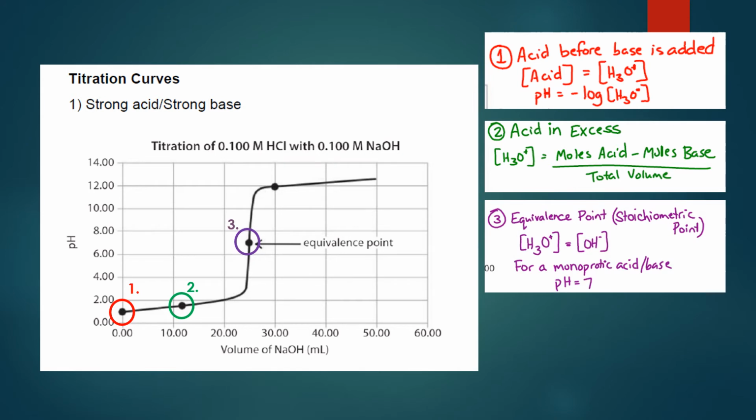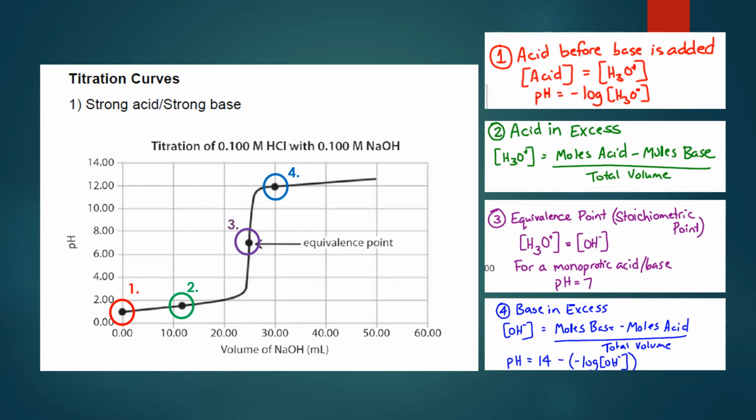The third point is a really important point. This is the equivalence point. This is where our indicator solution starts to change color. And this is where we would stop that titration if we want to figure out what the concentration of the acid was. So at the equivalence point, we have the concentration of hydronium equaling the concentration of hydroxide. And when we have a monoprotic acid and a monoprotic base, and a standard base, we have a pH of 7 here because it's in a 1-to-1 ratio.